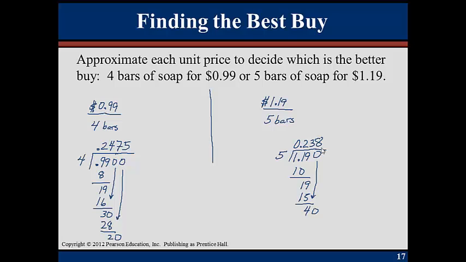Now, which is the better buy? Is it better to buy the 5 bars for $1.19 or the 4 bars for 99? Well, which one has the smaller unit price? This is the smaller unit price. Therefore, it is cheaper or better to buy 5 bars for $1.19.